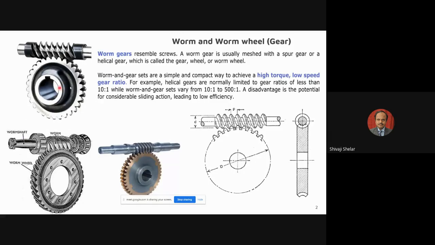Now, where do we use worm and worm wheel? Worm and worm wheel is normally used in automobiles for the steering mechanism. You may find the worm used at the end of your steering wheel, which will rotate your worm wheel, which may have a circular shape or a straight shape like a rack and pinion arrangement. Where you need to transmit a very large amount of torque, you are rotating your wheel base.